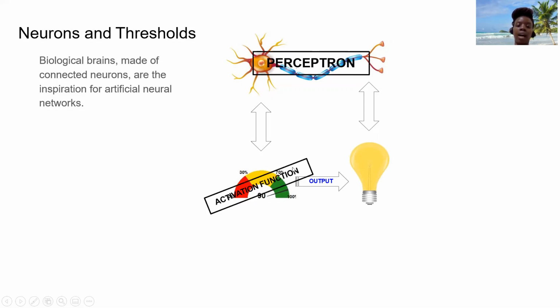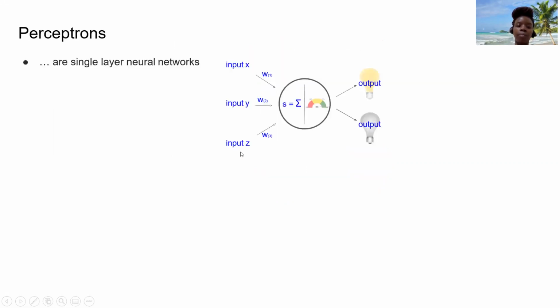This is how a single layer neural network, also known as the perceptron, is modeled. You can see the perceptron modeled after a single neuron, and the threshold that the neuron uses to fire an output or not is what we call the activation function.